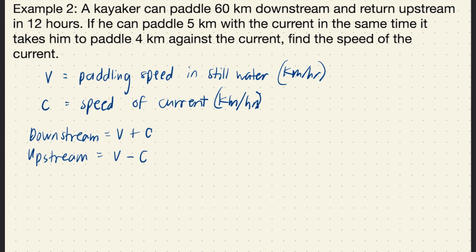Okay, so let's take a look at the equation. It says there we have 60 kilometers downstream and return back, so basically both are 60 kilometers, both in 12 hours. So how are we going to write that down? We can write it as, remember, speed is equal to distance over time.